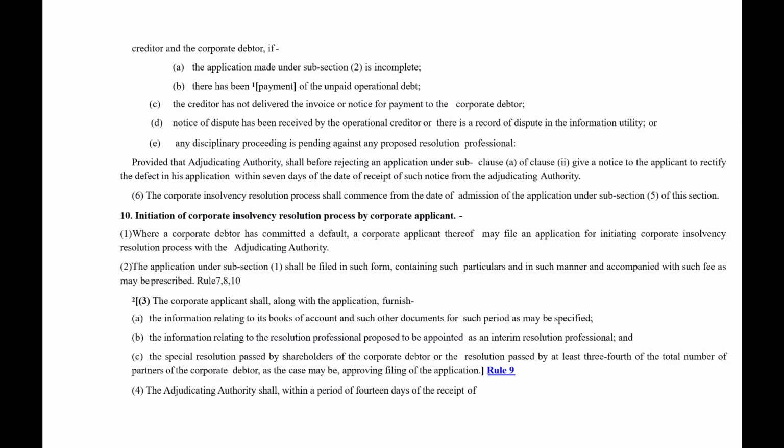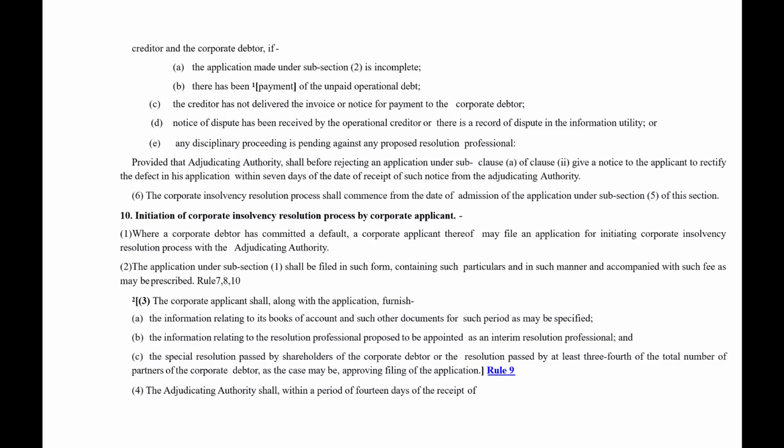Now, we can move to section 10. What section 10 says? Section 10 says initiation of corporate insolvency resolution process by the corporate applicant. So as we saw, three types of applicants can file the application. Application can be filed by financial creditor under section 7, which could be by an individual financial creditor or jointly, some of the financial creditors jointly, or by a class of creditors or home buyers.